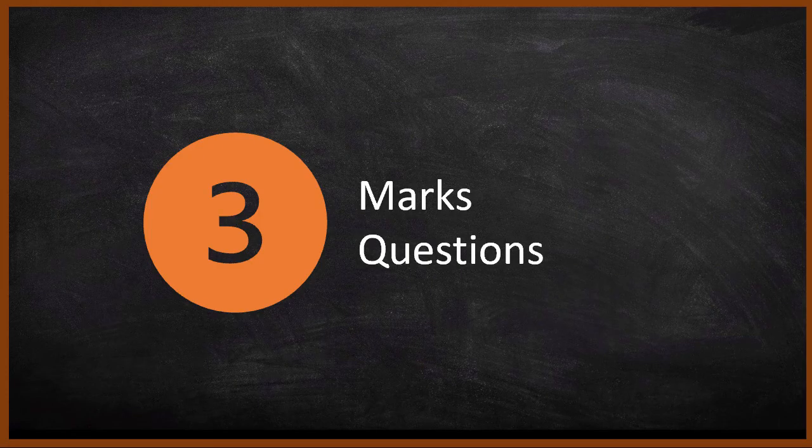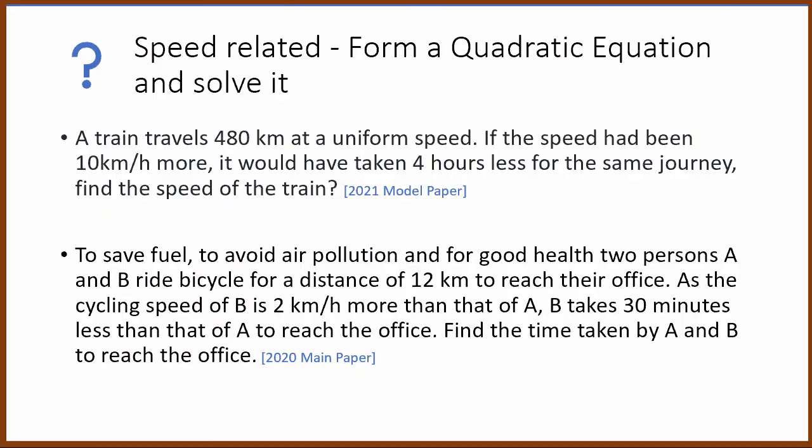Now finally, let's look at a 3-mark question. A 3-mark question is usually a statement question. So they give you a statement. You're supposed to form a quadratic equation and then solve it. So let's look at some of the questions. So I've looked at last 2 years and there are 3 kinds of category.